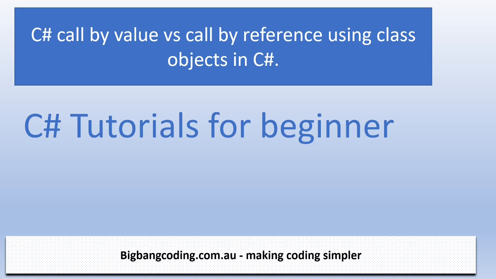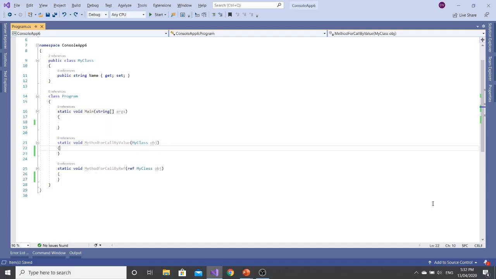Hello everyone. So today we'll discuss the C# call by value and call by reference. What is the difference between these two in terms of class objects in C#? So let's start. Jump over to Visual Studio.